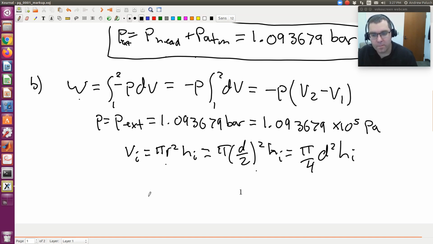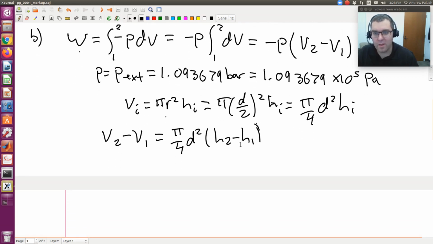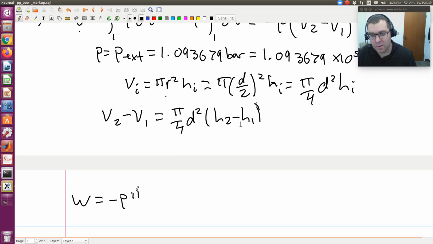Okay. So therefore, V2 minus V1 must be equal to pi over 4 d squared times h2 minus h1. All right, so if I plug that in, then I have W is equal to, now remember this is a negative P. Why? Because our sign convention is if our system's doing work on the surroundings, that's negative. If work is being done on our system by the surroundings, that's positive. So if my system's expanding, my volume's increasing, my system's doing work on the surroundings. So if I'm expanding, I'm doing work, so I need a negative to obey my sign convention. Okay, so W is equal to negative P, then V2 minus V1. Negative P times pi over 4 d squared times h2 minus h1.